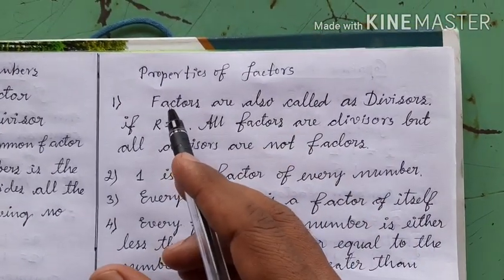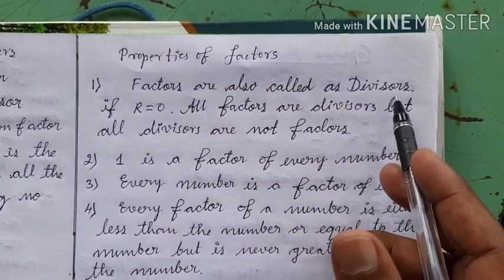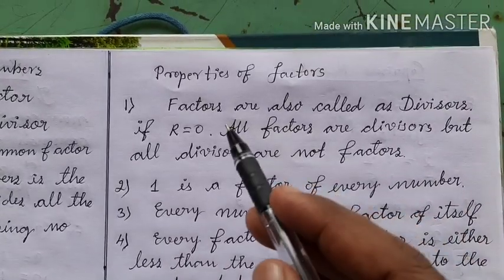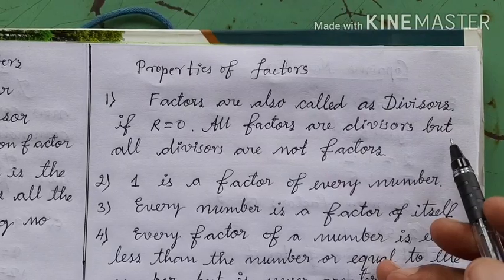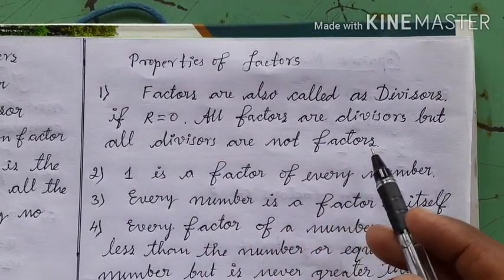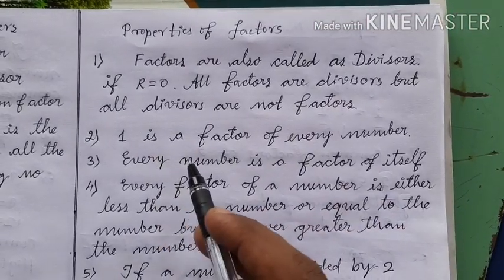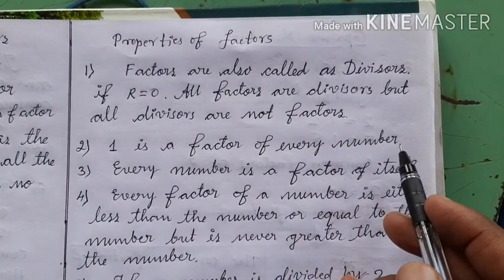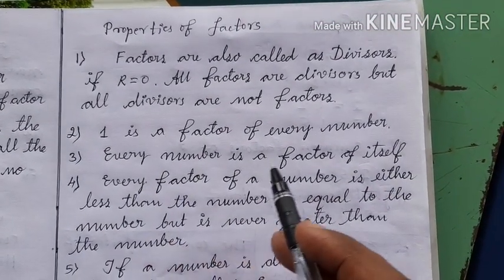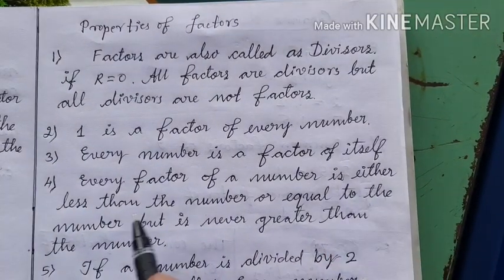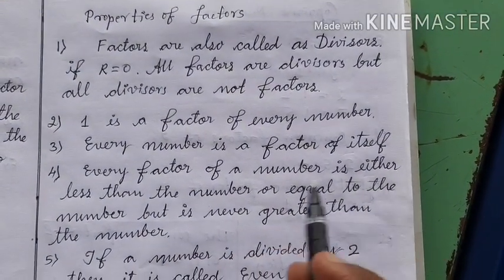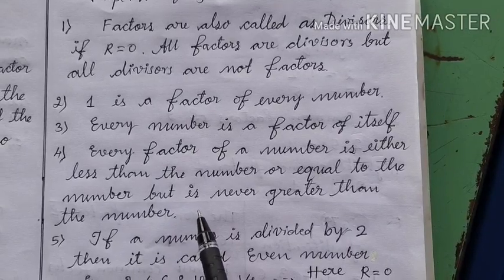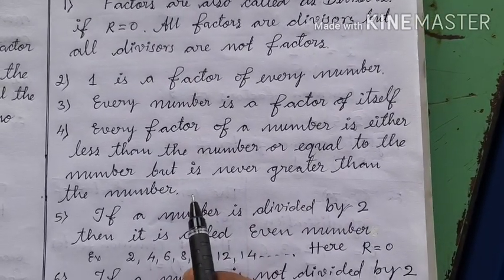Okay, factors are also called divisors if the remainder is equal to 0. Okay, all factors are divisors, but all divisors are not factors. Okay, one is a factor of every number, means one divides every number. Every number is a factor of itself. Every factor of a number is either less than the number or equal to the number, but it is never greater than the number.